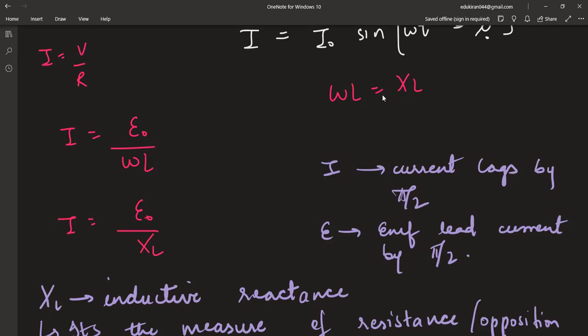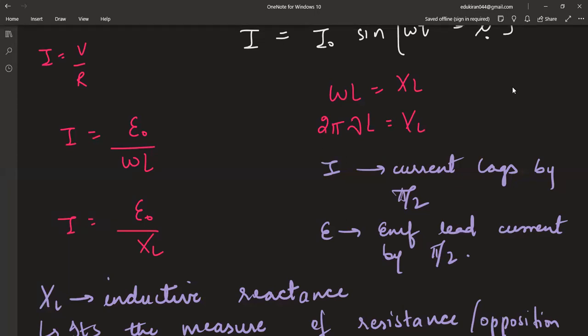The same work of opposing the moving electrons is being done by the inductive reactance here, whose formula is omega, which is angular frequency, into L, which is self-inductance. Or further, you can write omega L as 2 pi nu into L. This is also valid. Clear?